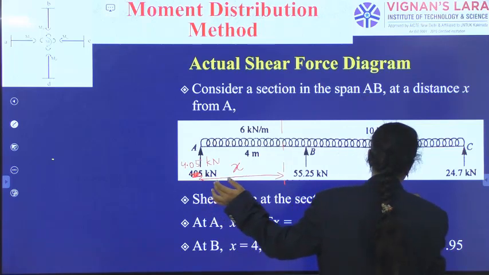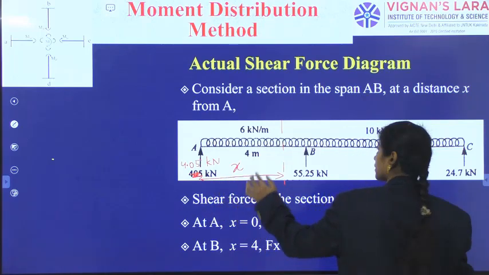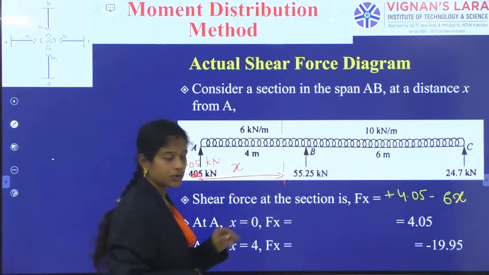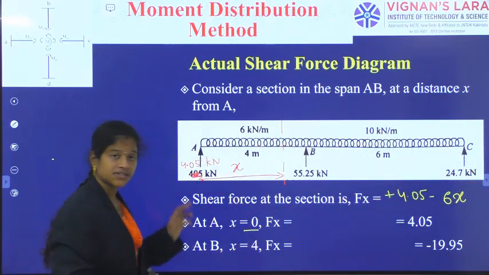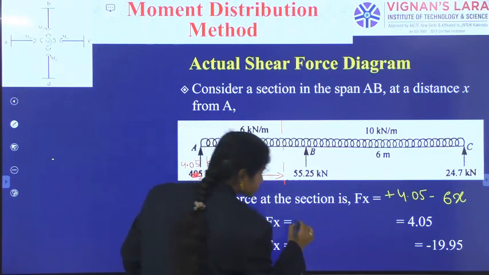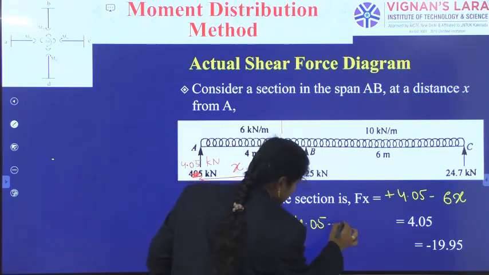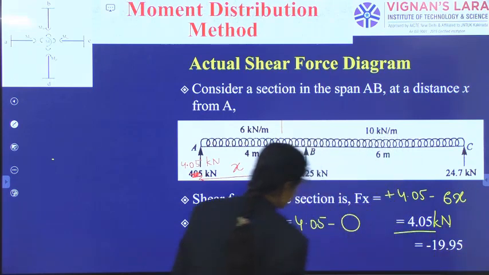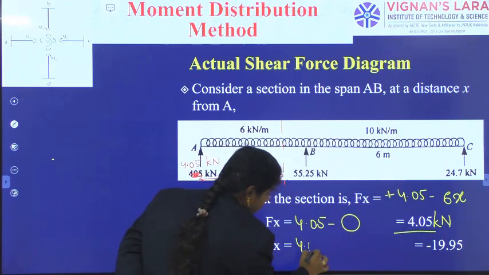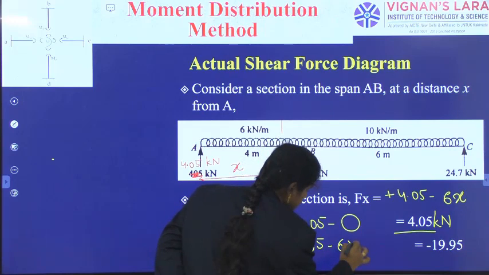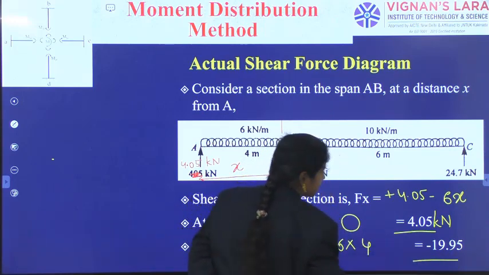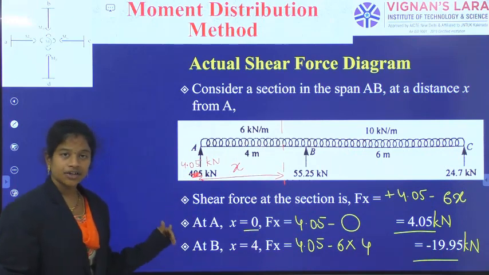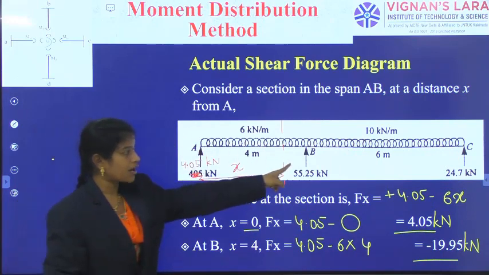left side upward plus 4.05 and minus 6 times x, whatever is the intensity into length. If x is equal to 0, it indicates the A support, so 4.05 minus 0, that is 4.05 kilonewtons. And then the next thing is 4.05 minus 6 into 4, and we have got minus 19.95 kilonewtons. So these are the shearing forces at point A and at point B.